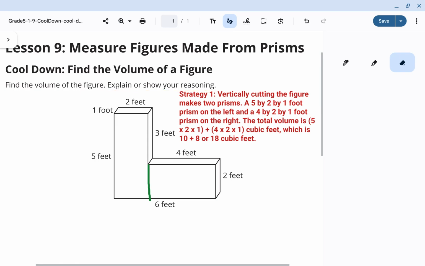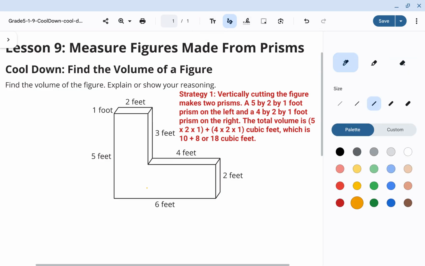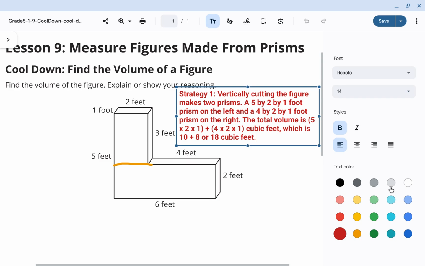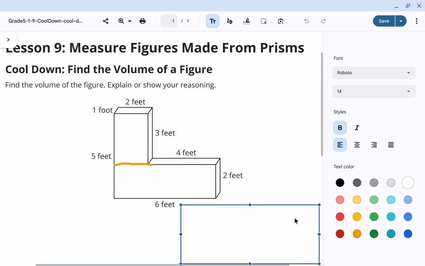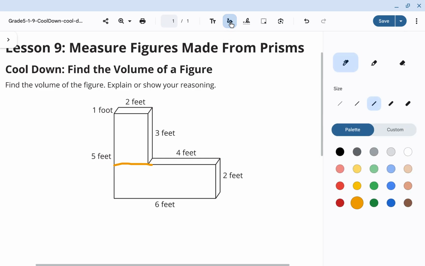So now what I am going to be doing is a horizontal slice. So now, boys and girls, I am going to be taking my prisms and I'm going to divide them up like this. So I am going to take away my final answer for that strategy number 1. And we're going to move on to how it would look to horizontally slice our prisms.